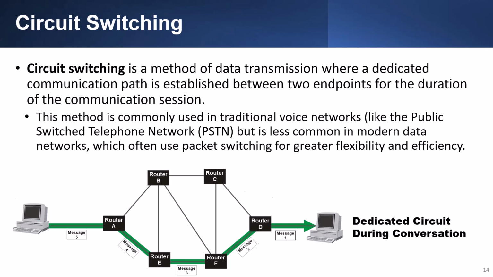Circuit switching is a method of data transmission where a dedicated communication path is established between two endpoints for the duration of the communication session. This method is commonly used in traditional voice networks like the Public Switched Telephone Network, or PSTN, but is less common in modern data networks, which often use packet switching for greater flexibility and efficiency.